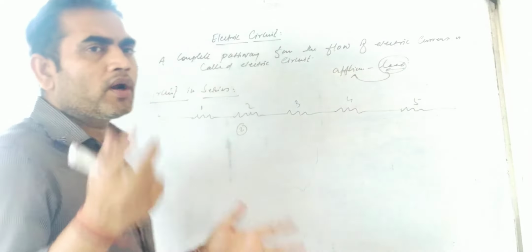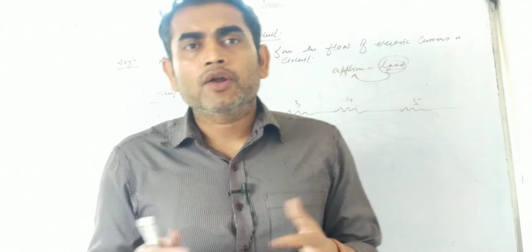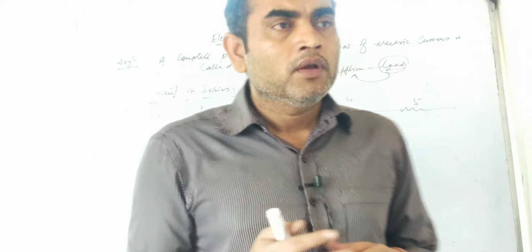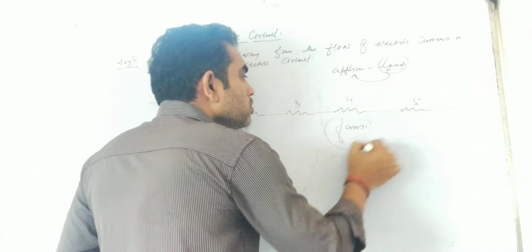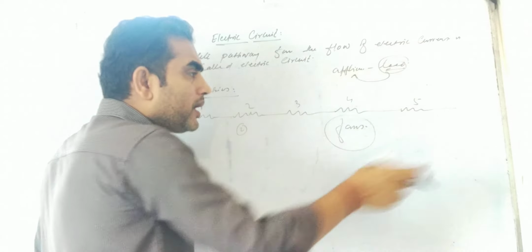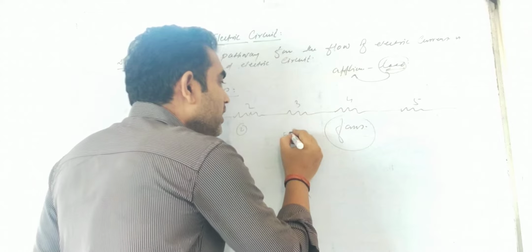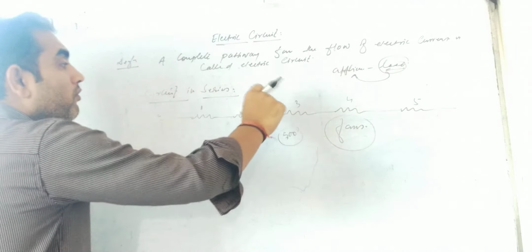Suppose there is a program, there is a function and there are 50 or 100 or 200 or 500 fans. If we have 500 fans and they are connected separately, we will have 500 switches, and in order to turn them on and off we will have to switch on and switch off 500 switches. That is a difficult task.